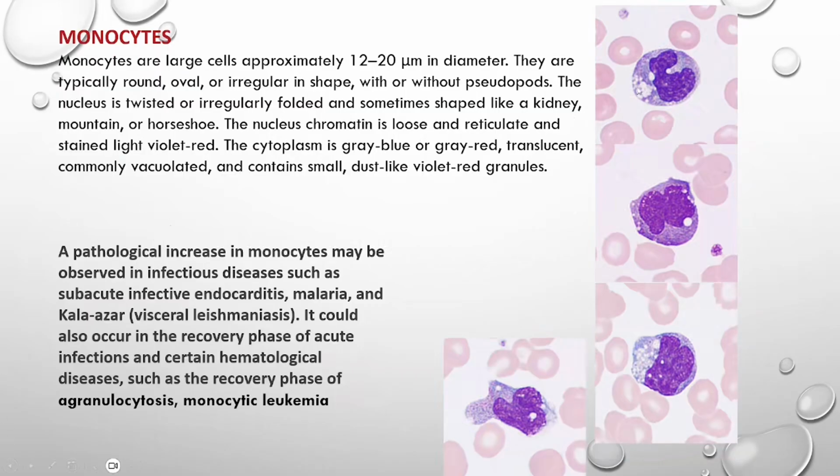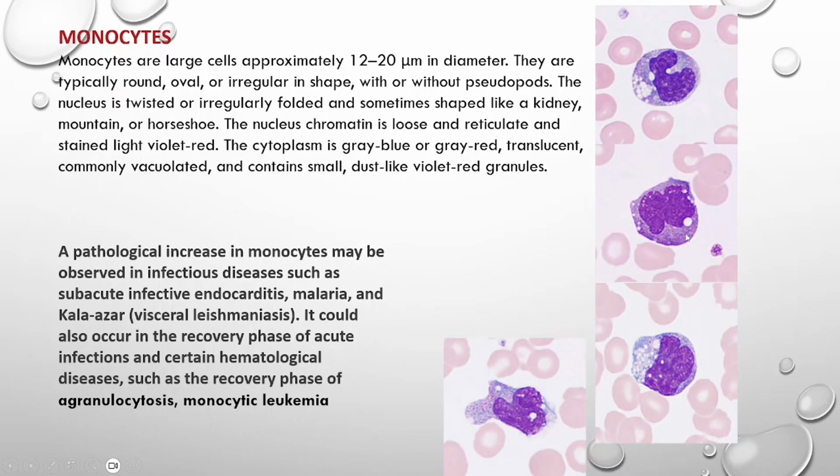Now we can go to monocytes. They are large in size. Monocytes are large cells approximately 12 to 20 micrometers in diameter. They are typically round, oval or irregular in shape, with or without pseudopods. The nucleus is twisted irregularly. You can see here, the nucleus is irregular. Some are kidney shaped; anyway, it is irregular.